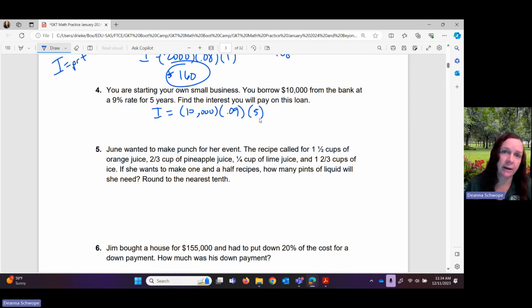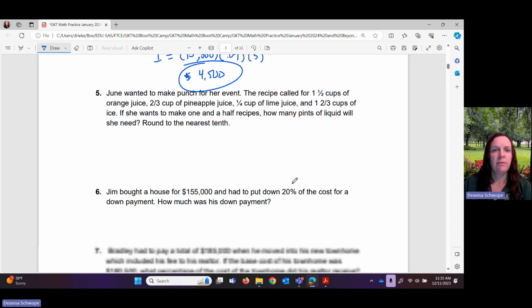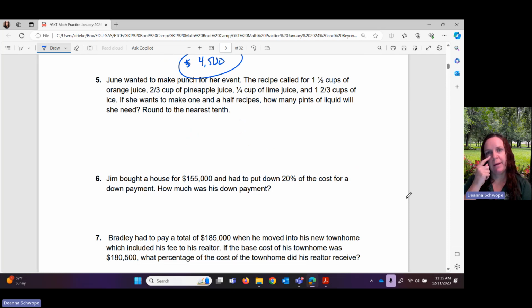They're probably going to have the number 900 there because 900 is only for 1 year. So you're going to multiply that by 5 and you get $4,500. So the interest you'll pay on a loan of $10,000 over the period of 5 years at 9% is $4,500. All right, number 5, June wanted to make punch for her event.